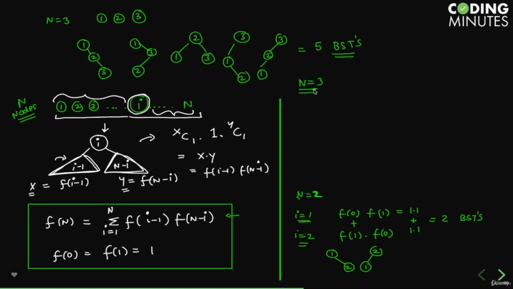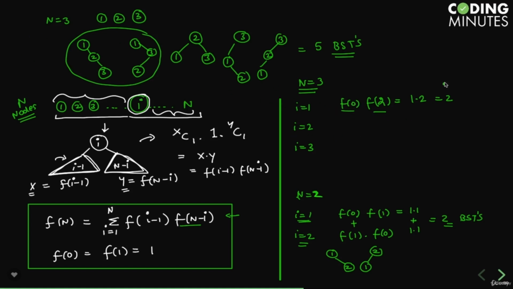Let us see what happens when n is 3. So when n is 3, you can have either I equal to 1 as root node, I equal to 2 as root node, or I equal to 3 as root node. So when I is 1, this formula becomes 1 minus 1, that is 0, into f of n minus I, that is 3 minus 1, that is 2. So f of 0 is 1 from the base case. F of 2 we have already computed, this is 2, so it becomes 2. This line basically represents when you have I equal to 1 as root node, you get 2 BSTs, and you can see these are the 2 BSTs that we are talking about.